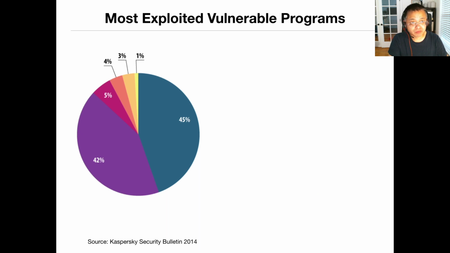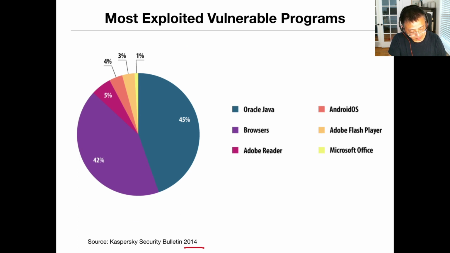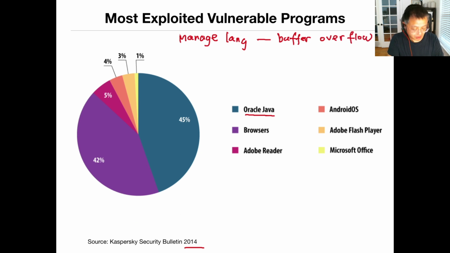So the most exploited vulnerable programs. This data was from 2016, right? This is important because one of the most vulnerable programs will soon disappear. So think about what those possible vulnerabilities are. Okay, so the largest one is actually Oracle Java. Java is a managed language. It means that vulnerabilities like a buffer overflow shouldn't happen in this kind of software, right?